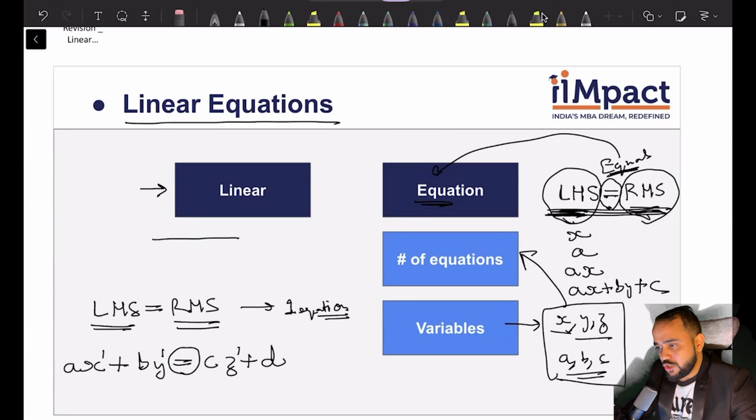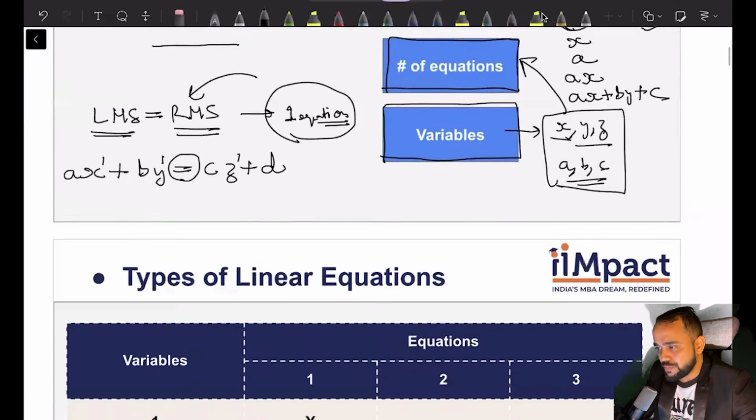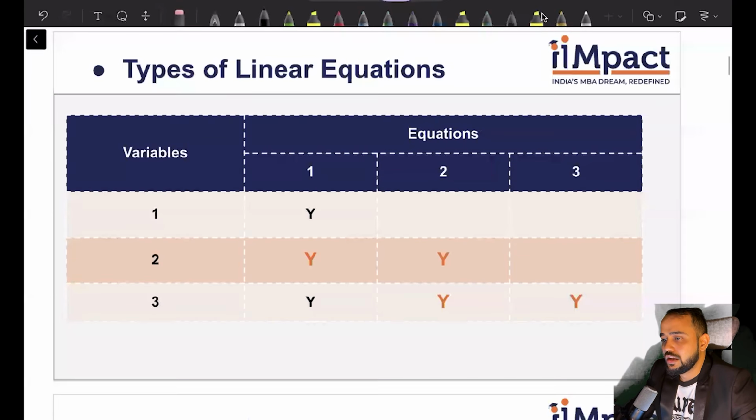Now, the issue with this topic, how complexity can be introduced in this topic, is when the number of variables and the number of equations are played upon. So you get one set of equations with one set of such equality results. So let us proceed and see what all combinations we can expect in CAT. So this brings us to types of linear equations.